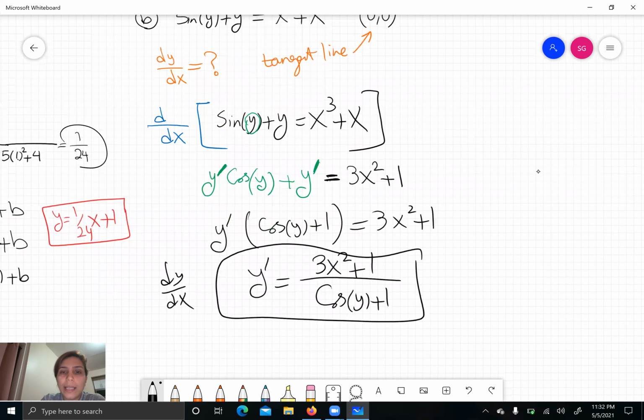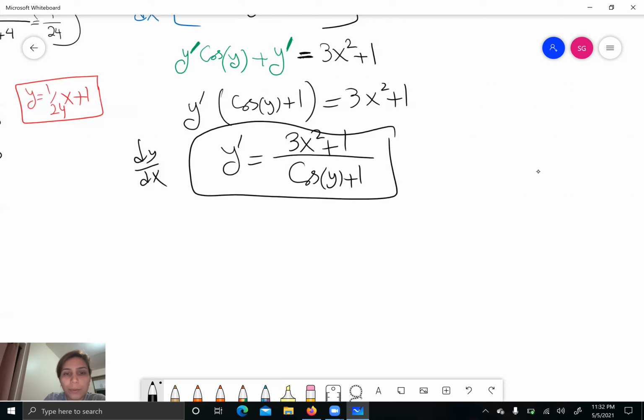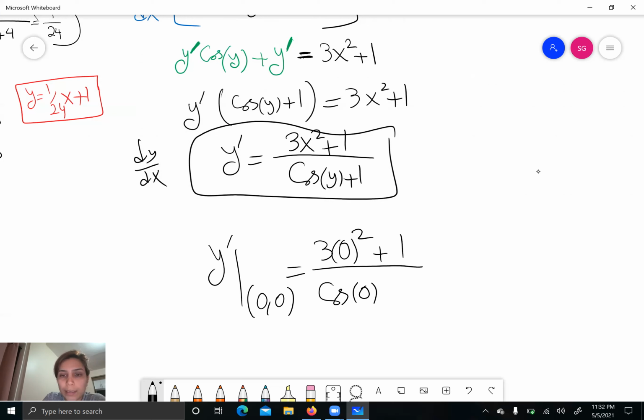Then find the equation of the tangent line at (0, 0). That means we need to evaluate y prime at (0, 0). So just substitute 0 and 0 in this equation. It's going to be 0 squared plus 1 over cosine of 0 plus 1. Cosine of 0 is 1, so it's going to be 1 over 2. So the slope of the tangent line is 1/2.